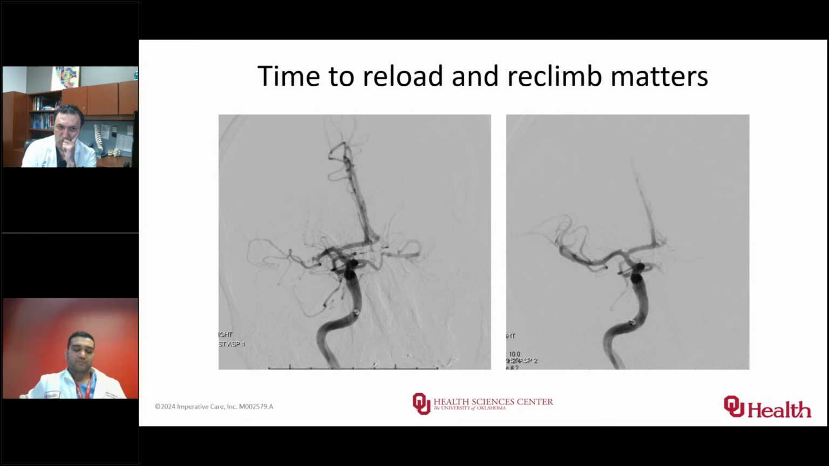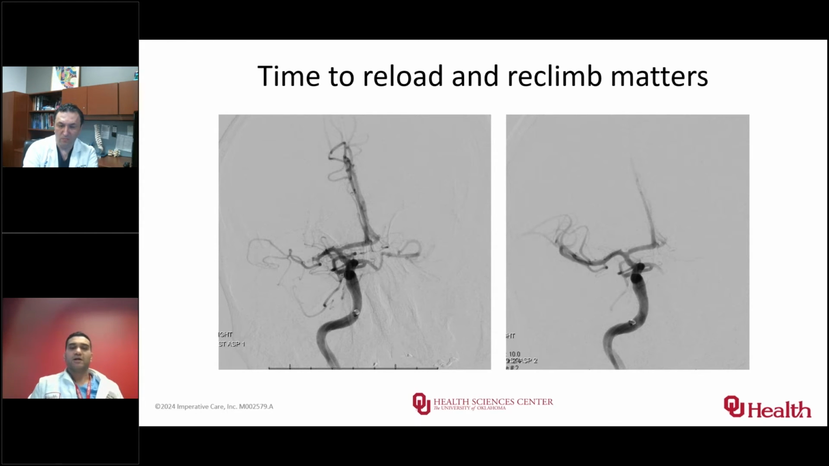And Dr. Majidi touched on this as well, and I don't want to be redundant or superfluous here, but time to reload and reclimb matters because you're not always going to be successful with the first pass. We all know that. We're not trying to show you all first pass cases and telling you that this is going to work 100% of the time, because that's not true. But what we're trying to tell you is that if you have your 88 all the way up there, and in this case you can see it past Petrus, but if you have your 88 in such a good position to begin with, then reloading the few tools that you already have is going to be very easy.